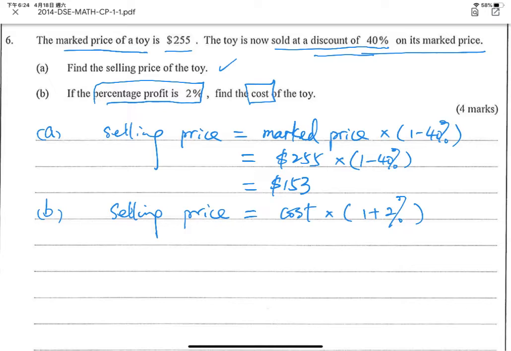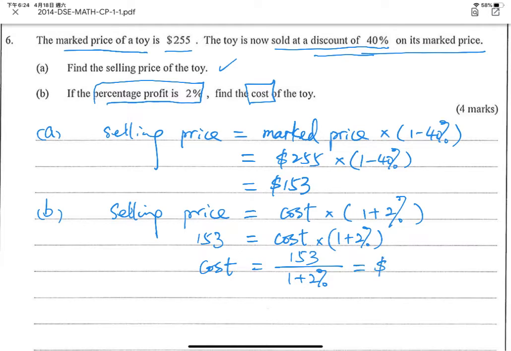So selling price, we get it from part A, 153, equal to cost times 1 plus 2%, which is 1.02. We can divide by 1 plus 2% on both sides. We get cost equal to 153 divided by 1 plus 2%, which is 1.02. 153 divided by 1.02, we get 150. So the cost is 150. Okay, so that's it. Finish.